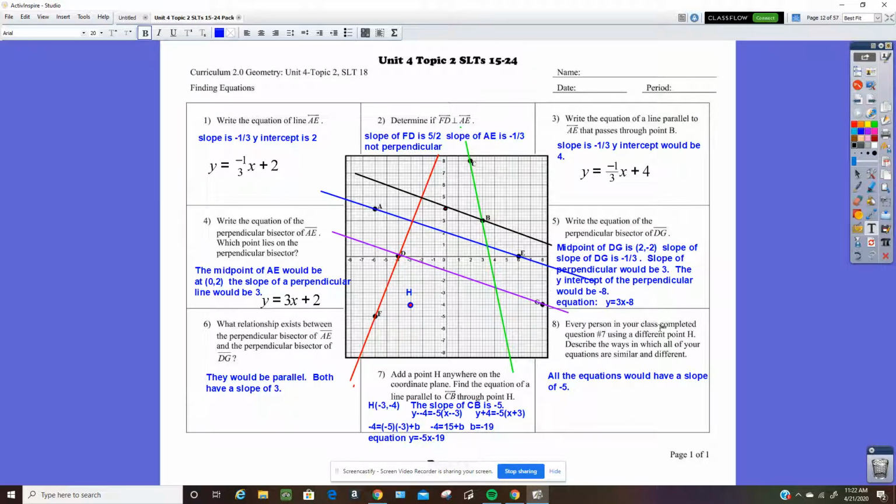Now, if every person in the class completed number 7 using a different point for H, all the equations would have a slope of negative 5. I'm going to stop the video here.